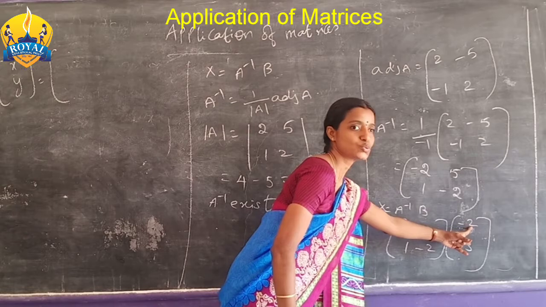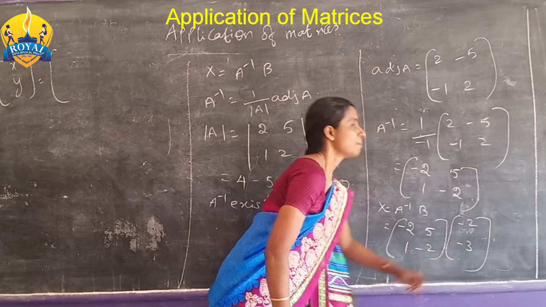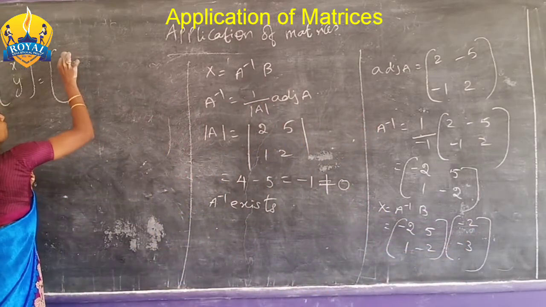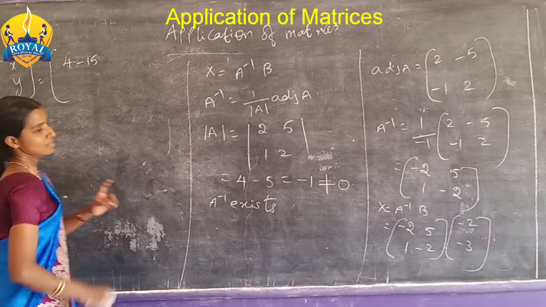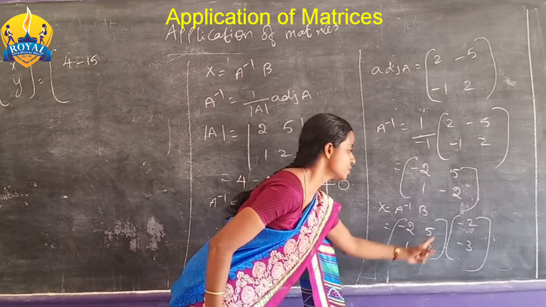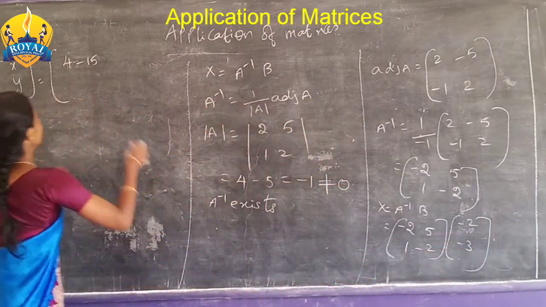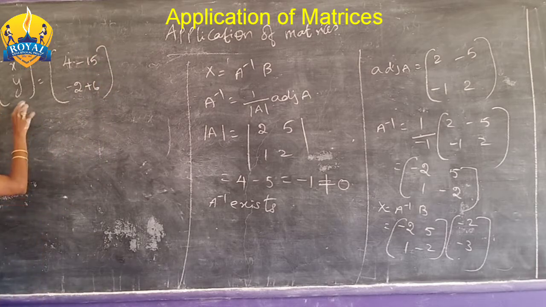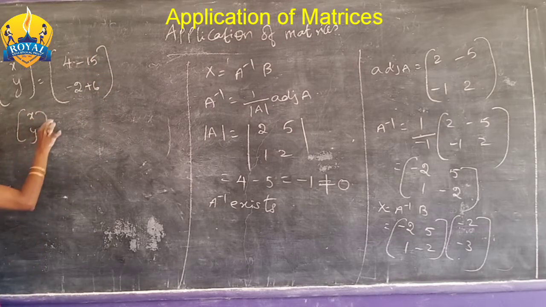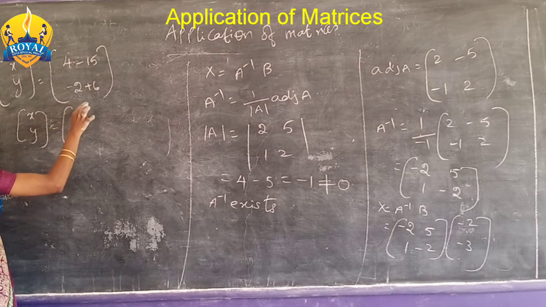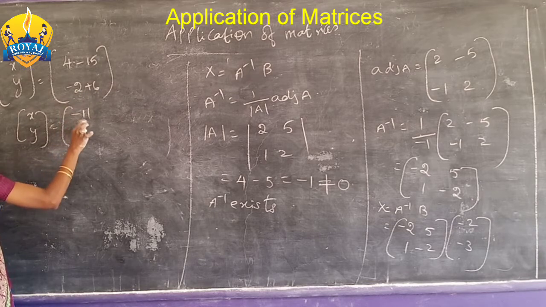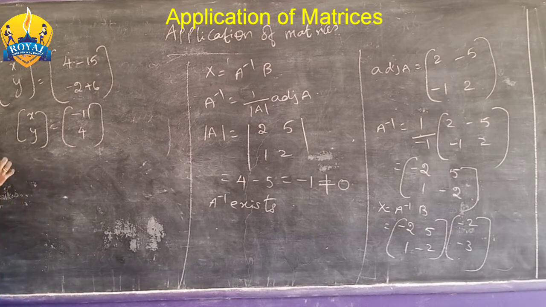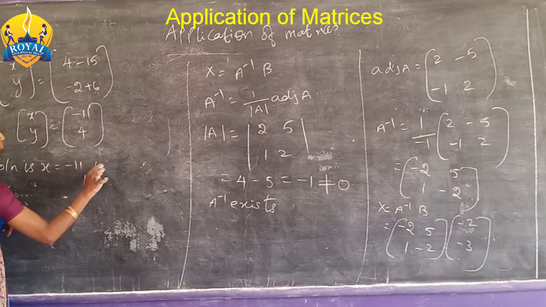Minus 2 into minus 2 plus 4 minus 15. Second row minus 2 plus 6. So the value of x, y equal to 4 minus 15 is minus 11, and 6 minus 2 is 4. So my solution is x is equal to minus 11, y is equal to 4.